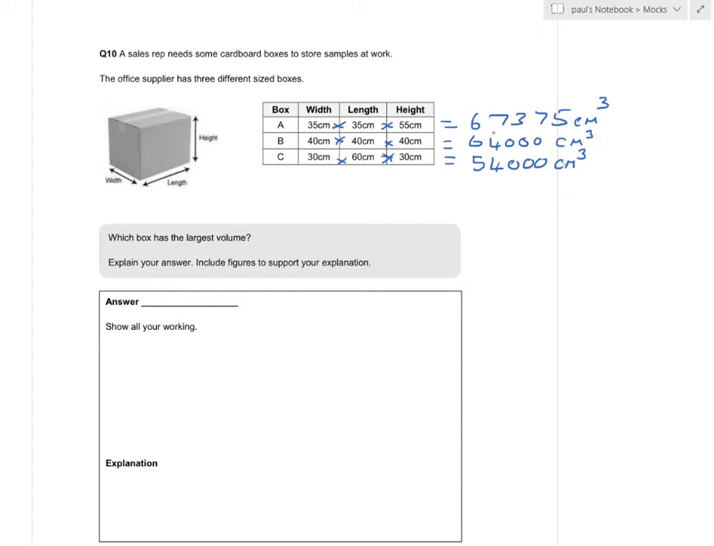So the biggest volume is A. Yeah, the biggest volume is A. So answer A. Show where you're working. Largest volume.